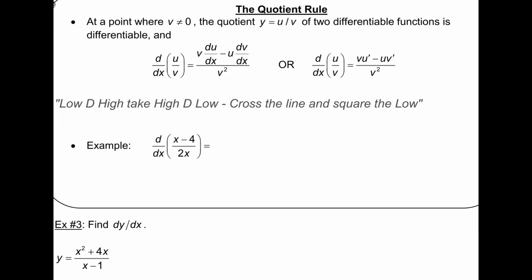All right, let's all do it together. Ready? Go. Low d high, take high d low, cross the line and square the low.